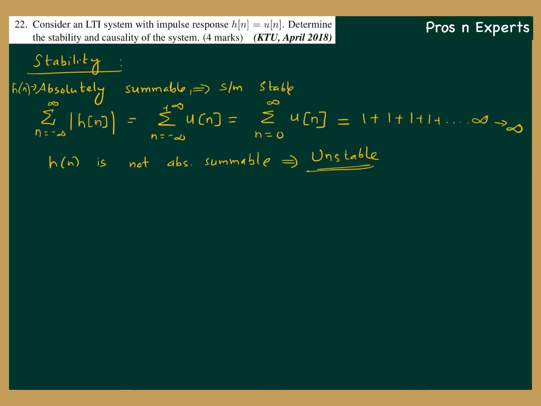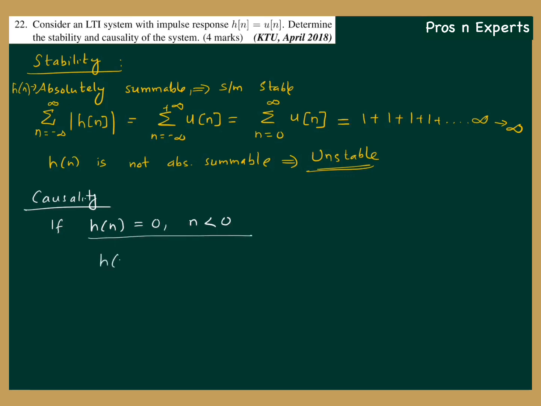All right, then we can check the causality, because that is the next condition to be asked. So when is a system causal? A system is causal if the impulse response is equal to 0 for n less than 0. A system is causal if its impulse response is strictly right-sided. It does not have any samples in the left side of the n-axis. That is the meaning of h of n equal to 0 for n less than 0.